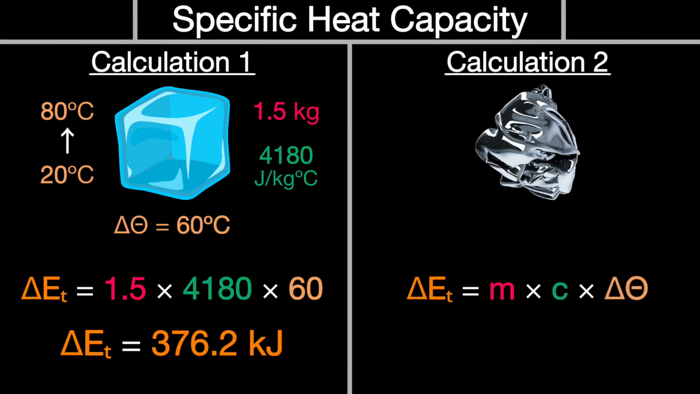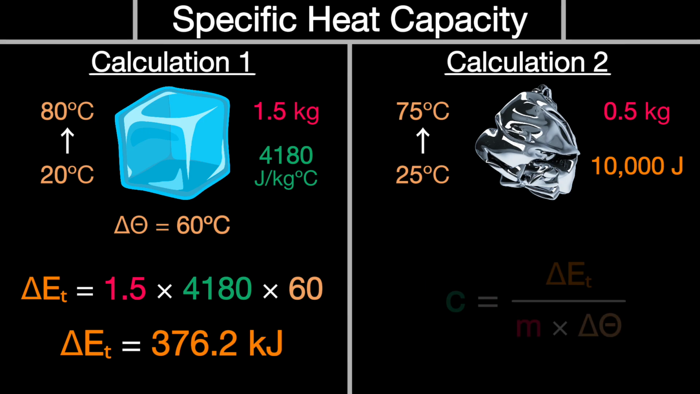Here's another example. A 0.5 kilogram sample of metal is heated from 25 degrees Celsius to 75 degrees Celsius. It absorbs 10,000 joules of energy. To calculate the specific heat capacity, you need to rearrange the formula to make C the subject. C equals the change in thermal energy divided by the mass times the change in temperature. Now you can start working it out.